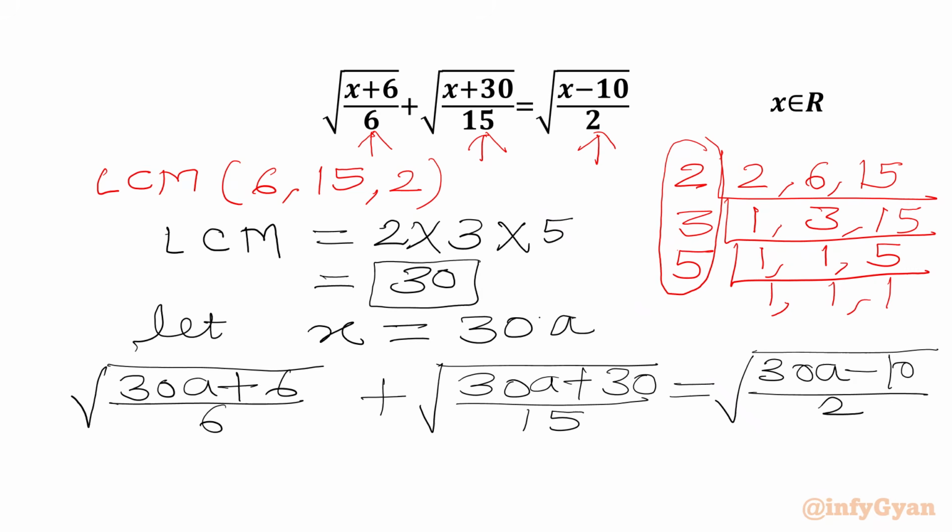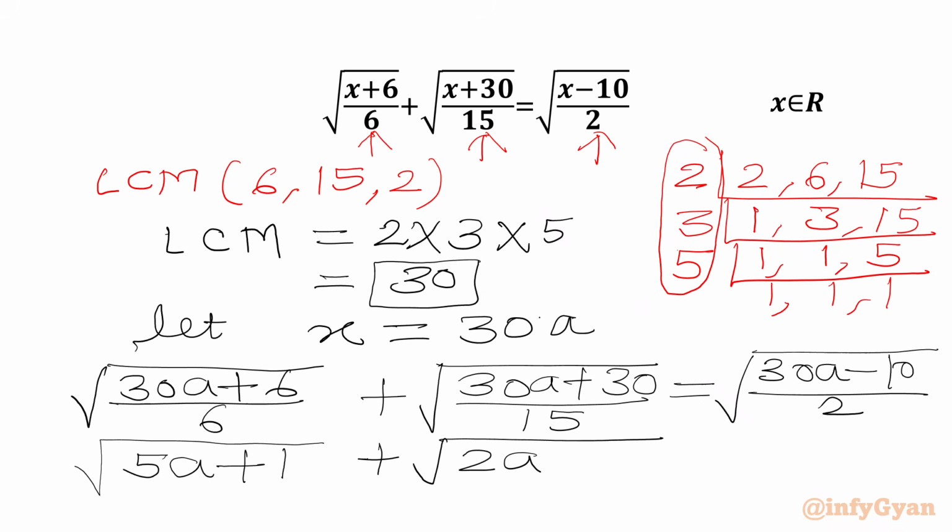Now we can easily divide our numerator multipliers by denominator. So 30 over 6 is 5. We will write here 5a. 6 over 6 is 1. So square root 5a plus 1 plus square root of 30 over 15 is 2 times a plus 30 over 15 is 2 will be equal to square root of 30 over 2 is 15 a minus 10 over 2 is 5.